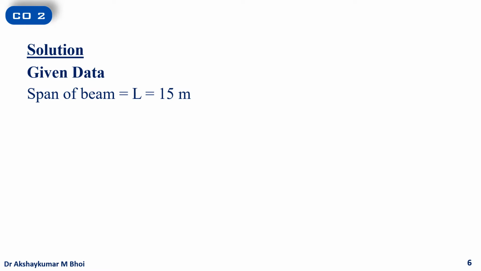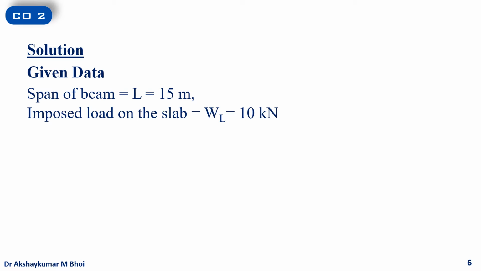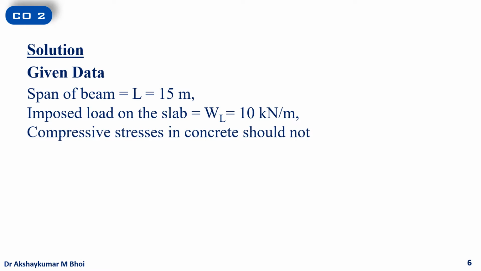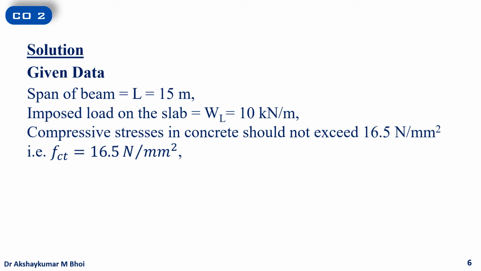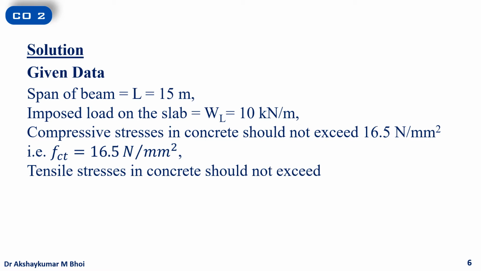Let us first note down the given data. The span of the beam is given, L equal to 15 meter. The imposed load on the beam is WL equal to 10 kilonewton per meter. The compressive stresses in the concrete should not exceed 16.5 Newton per mm square. That means FCT, that is compressive stress at transfer, is 16.5 Newton per mm square. The tensile stresses in the concrete should not exceed 1.1 Newton per mm square.